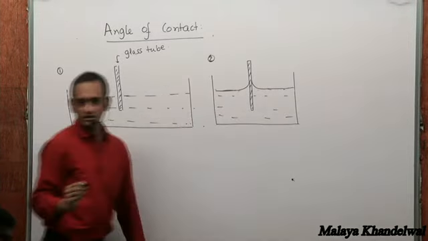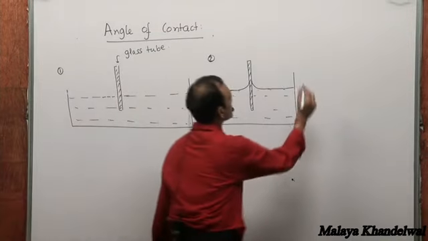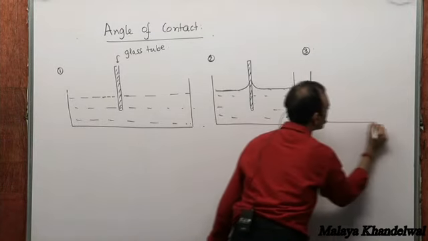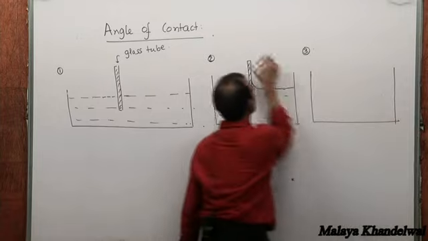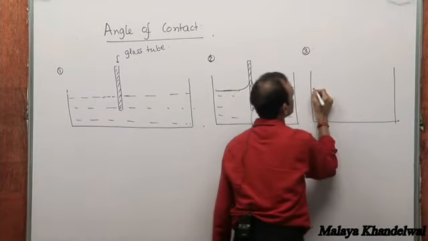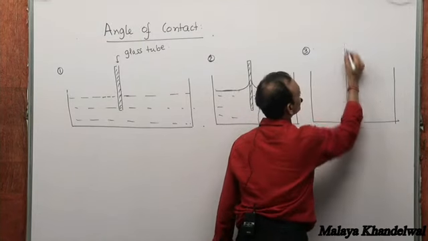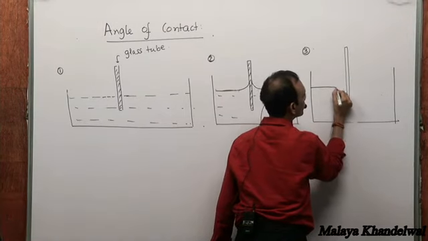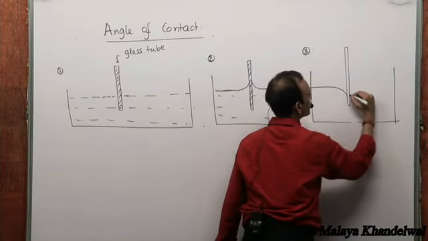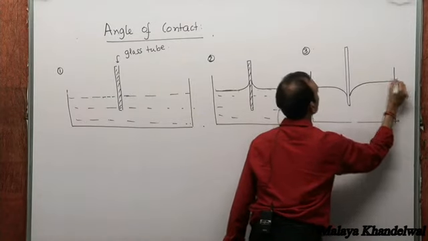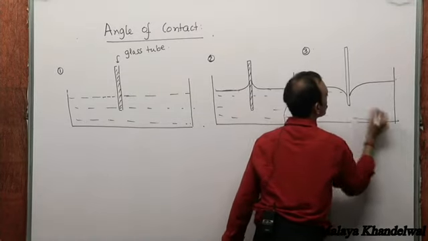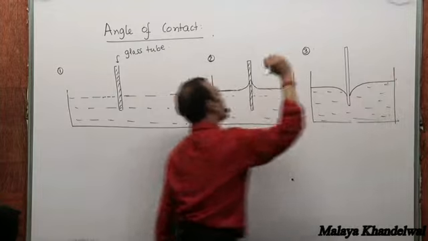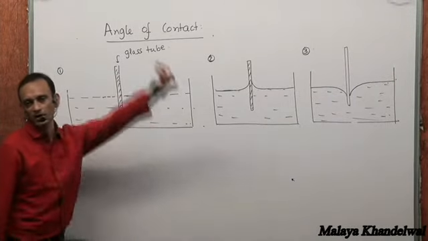The third possibility is when I dip this solid inside this liquid, this is a solid surface. When it's dipped inside this liquid, it could get into a shape like this. It could become like this. These are three possibilities.